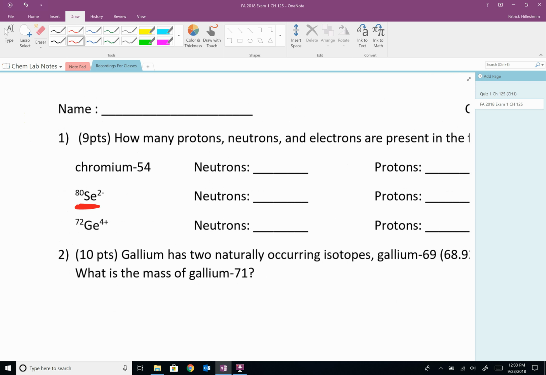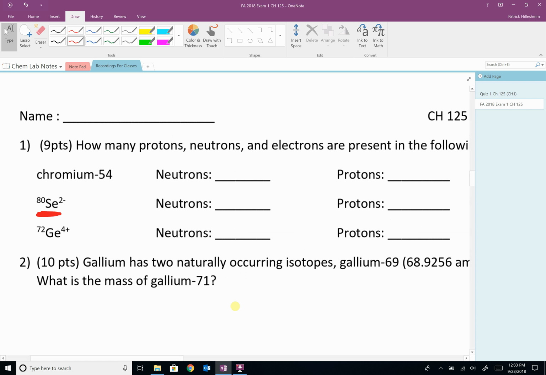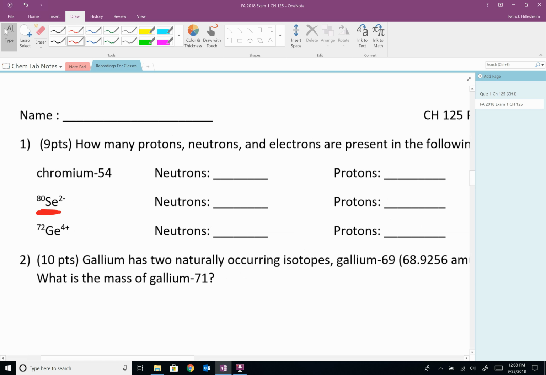This is selenium, and remember, selenium is defined by the number of protons in the nucleus. So we need to look at the periodic table, and if we find selenium, it is number 34. It is right below sulfur, and that number 34 is telling us how many protons there are. So the selenium tells us how many protons there are.